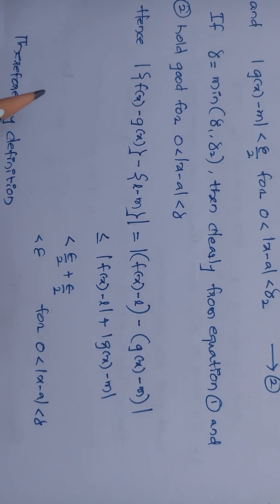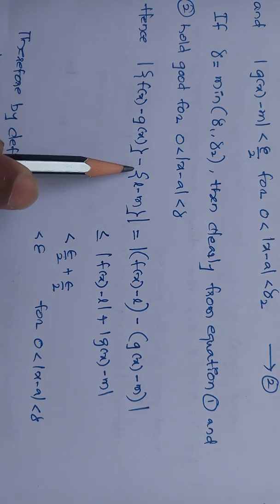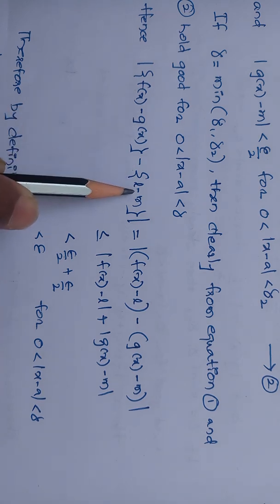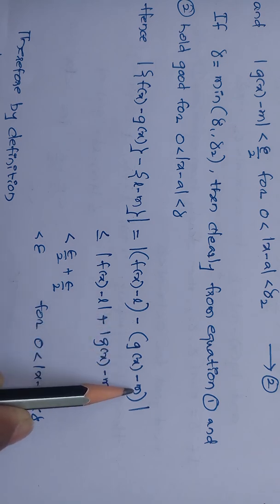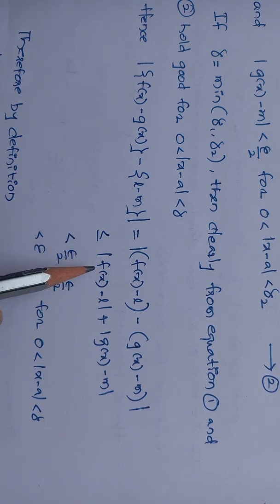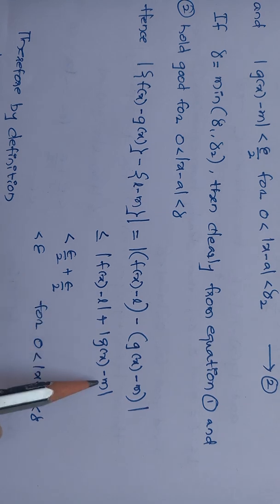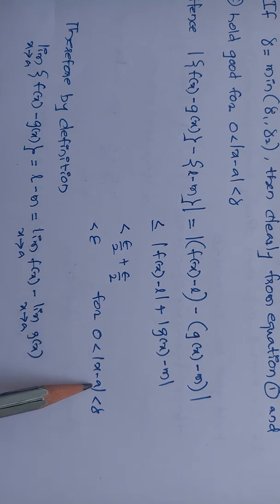So here I take modulus of f of x minus g of x minus L minus m. So then it will become f of x minus L, and this is minus, this also becomes plus, minus into minus becomes plus. So if I take negative sign common, then it will become g of x minus m. Modulus of x plus y is less than or equal to what? Modulus of x plus modulus of y. So therefore I write this as modulus of f of x minus L plus modulus of g of x minus m. You know that modulus of f of x minus L is less than epsilon by 2, and g of x minus m is also less than epsilon by 2. So therefore here we get epsilon, for 0 is less than modulus of x minus a is less than delta.